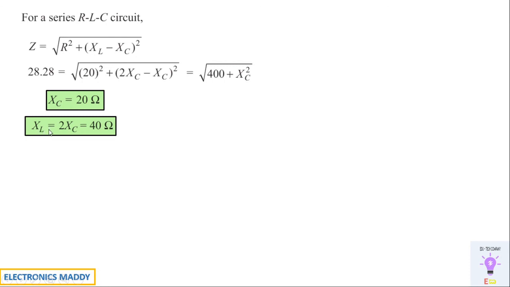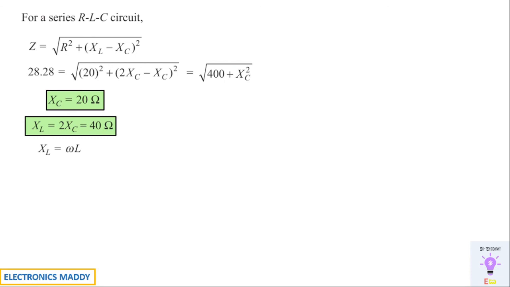So we know for a series RLC circuit, Z is equal to square root of R square plus XL minus XC whole square. So over here we will be substituting XL is equal to 2 times XC, and we'll be solving this equation. We'll be getting the value of square root of 400 plus XC square. So squaring on both sides, and the root gets cancelled and this becomes squared up, and solving you'll be getting XC is equal to 20 ohms. So if XC is equal to 20 ohms, then XL is equal to 2 times XC, and it is equal to 40 ohms. Now they've asked us to find the inductance value.